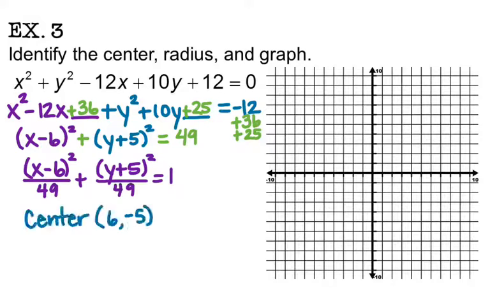So the center is going to be at 6, negative 5. And then I'm going to take the square root of the number in the denominator. So the square root of 49 is 7. So our radius is 7.